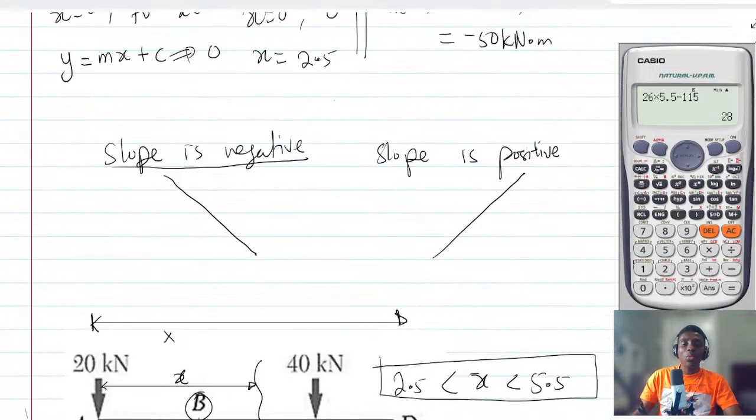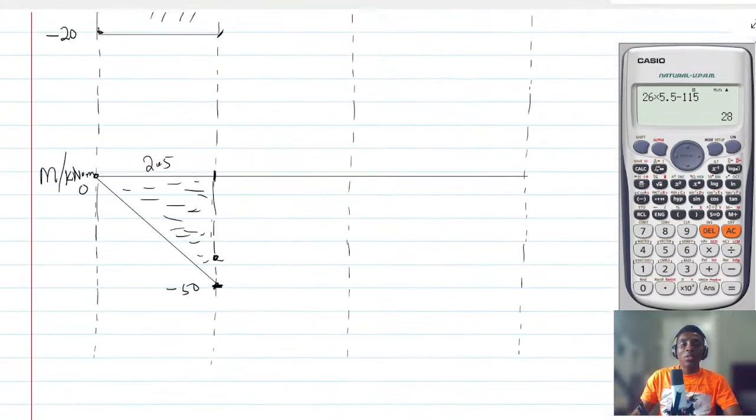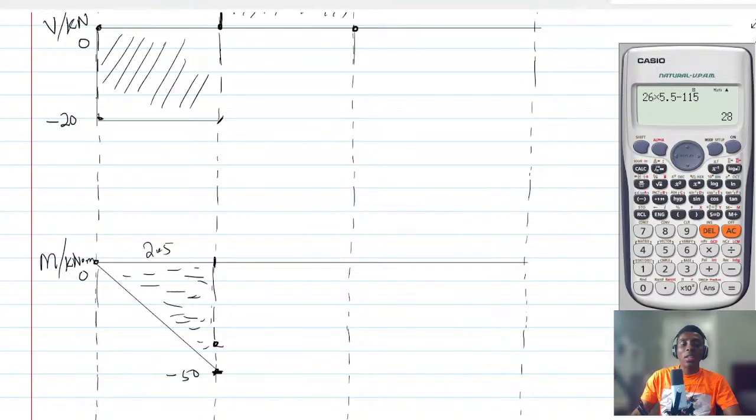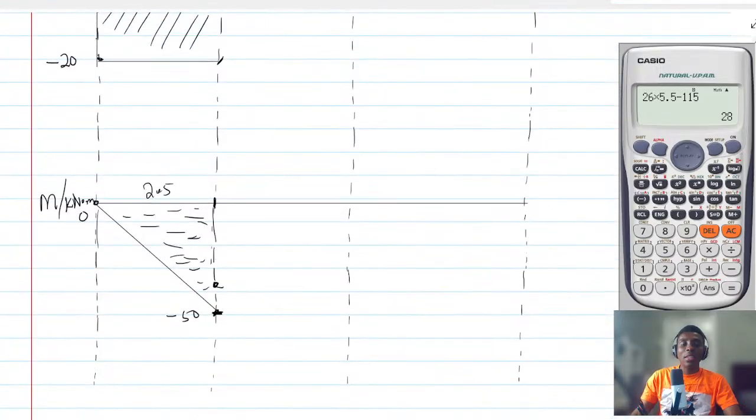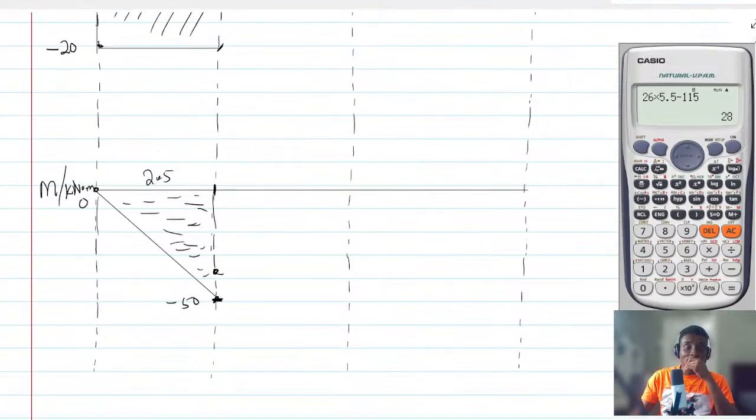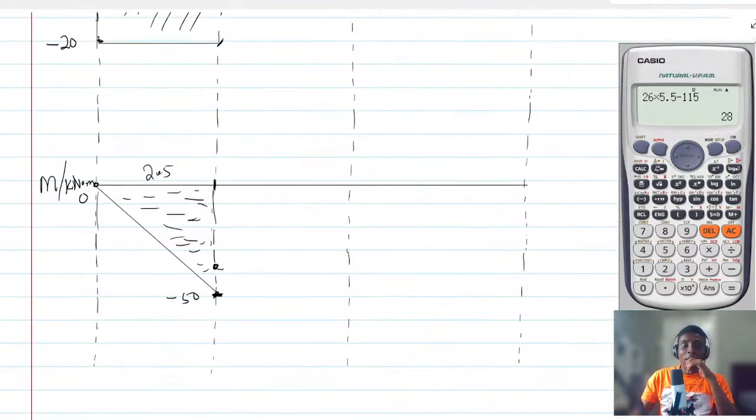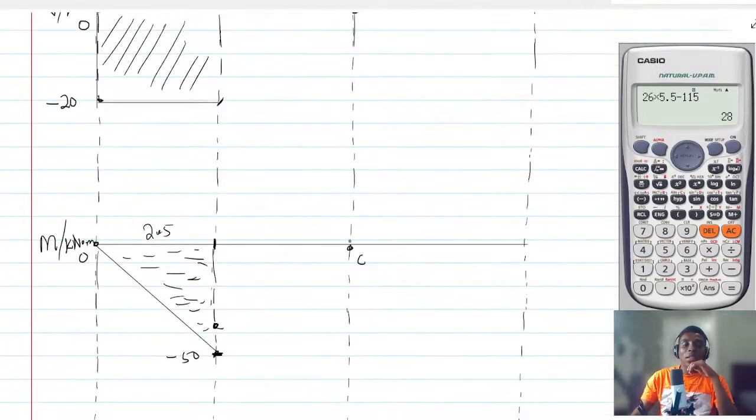So it means that you will come here and illustrate 28. Basically you have a straight line with a slope of positive 28. You come here, this is point C, but it is actually 28, which means you come all the way and draw a line until you get to 28.